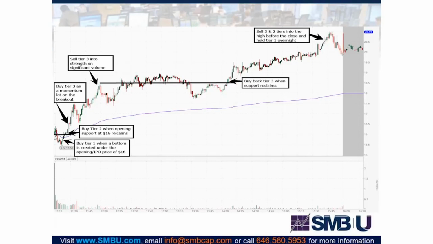And then 16 was that opening print price. We talked about how that can be a technical level. So it dips a little bit below that 16, comes into 15.50. We buy a little bit there, tier 1. It gets above 16 again. So holding above that opening print price again, that's going to be our support level when we buy tier 2.